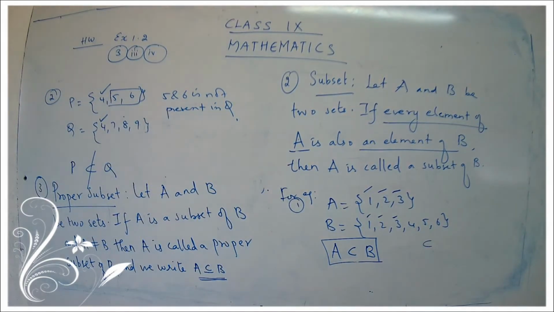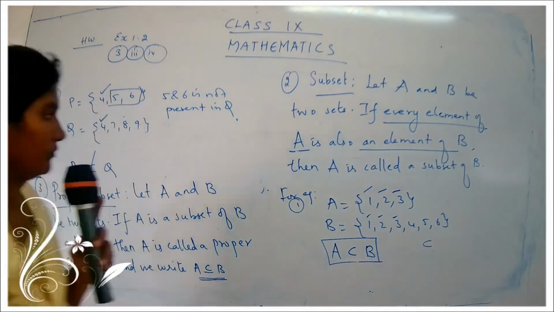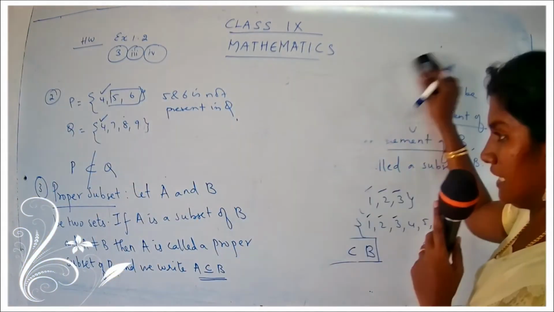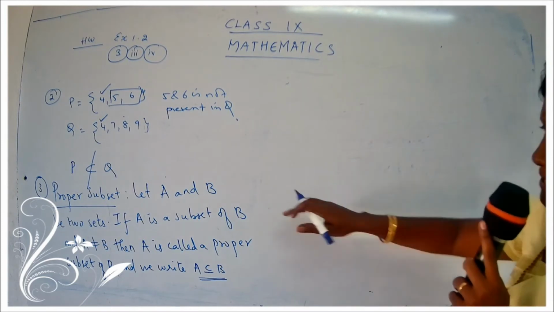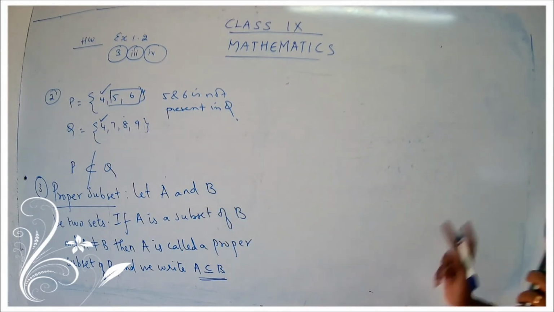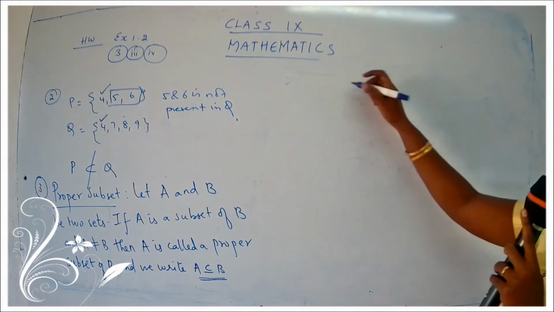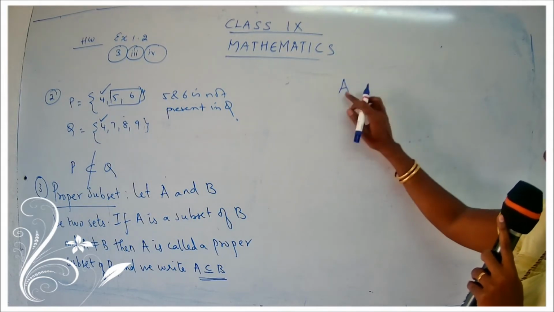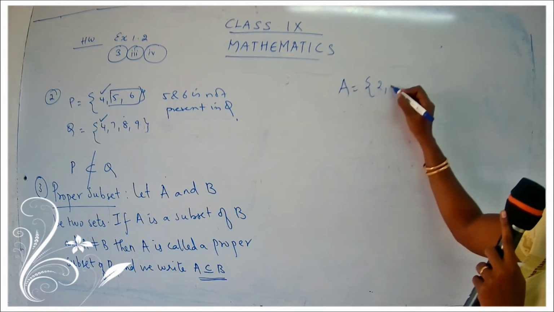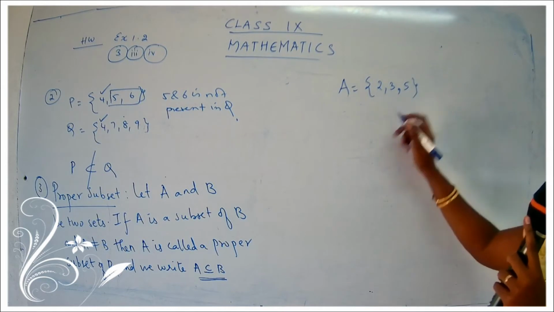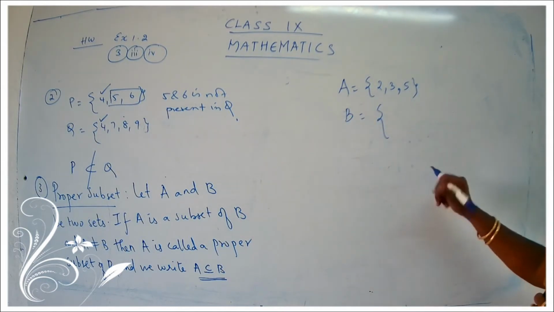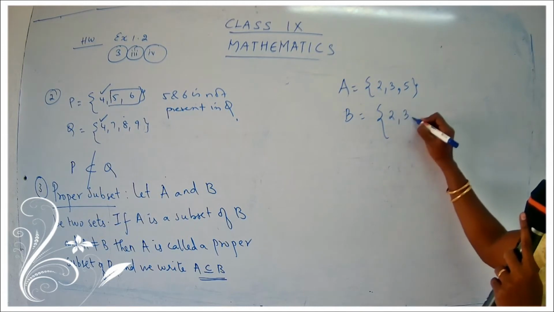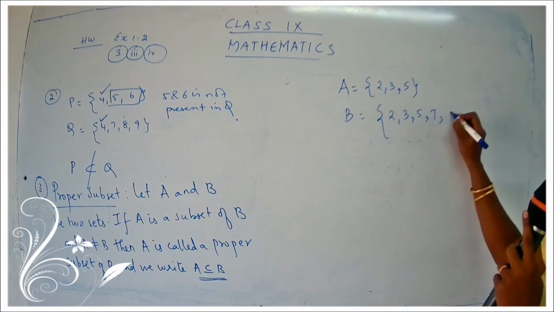Shall we take the examples, children? Let's take the example. So you are clear with the definition of subset. Yes, I'll give you some example for proper subset. Let A and B be two sets. So you have to take two sets. I'll consider a set A as 2, 3, 5. And let me take one more set as B. I'll take this as 2, 3, 5, 7, 9.